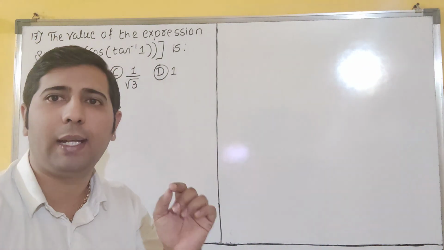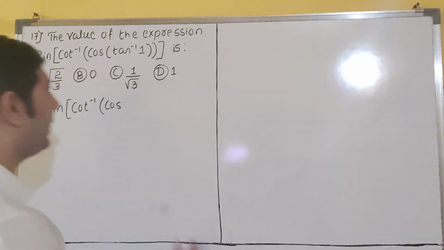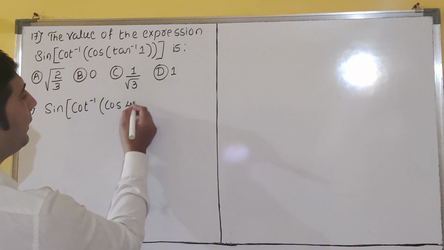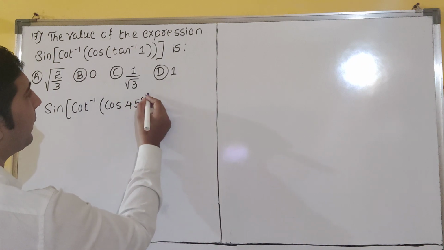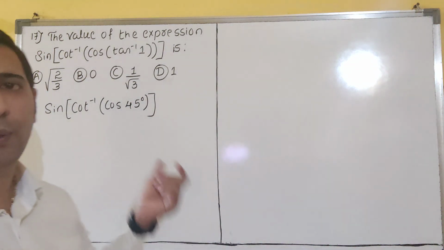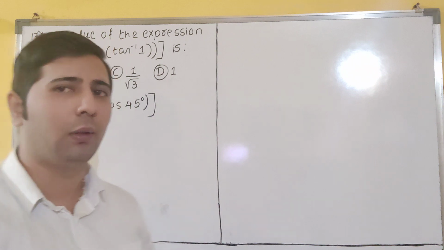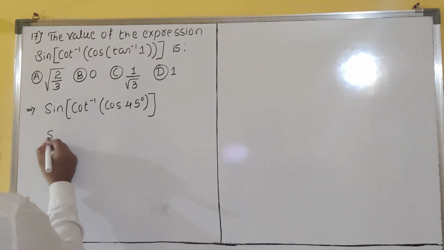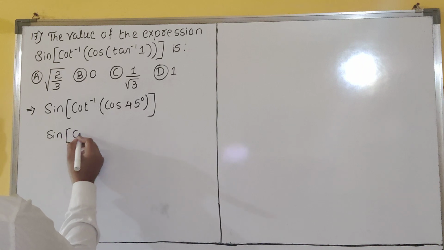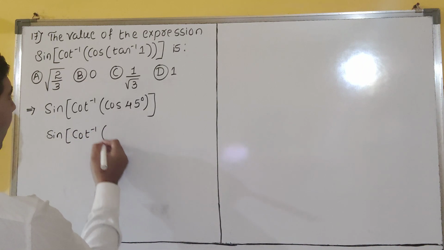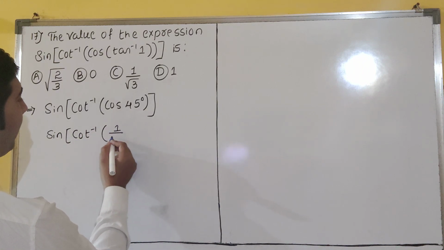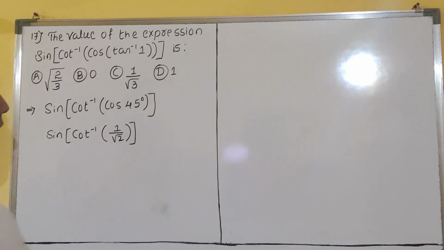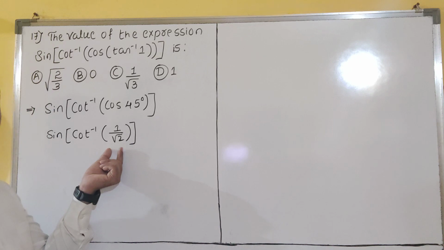Tan inverse 1 will become 45 degree dear students. Tan inverse 1 will become what? 45 degree. So 45 degree I can write, or pi by 4 if you want. So cos pi by 4, that is cos 45 degree. Cos 45 degree is how much? Cos 45 degree is 1 by root 2 dear students.